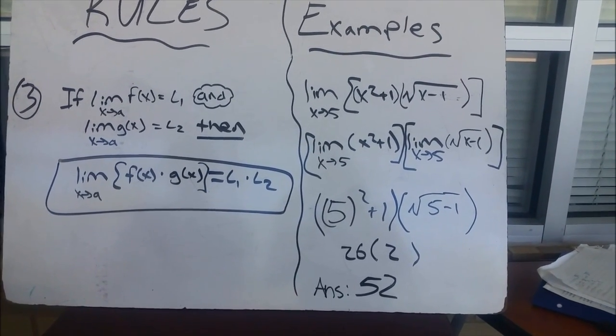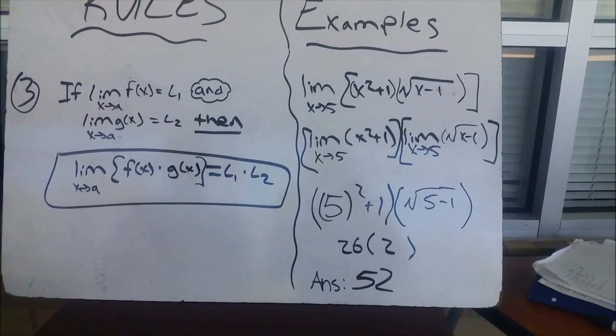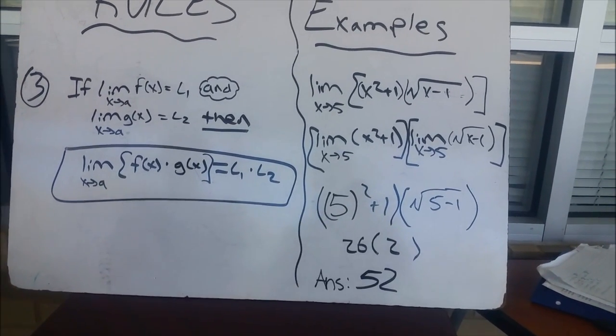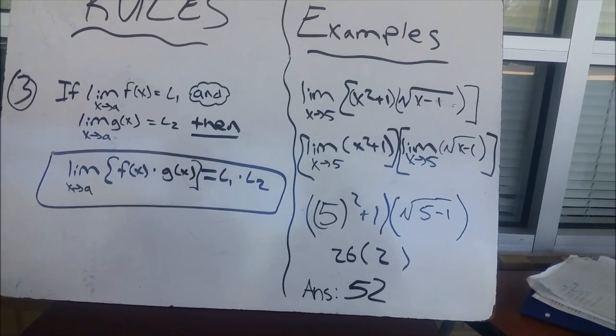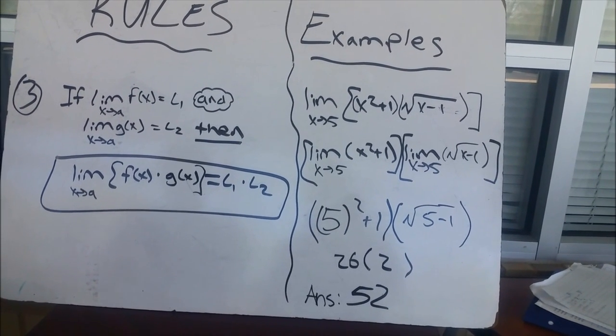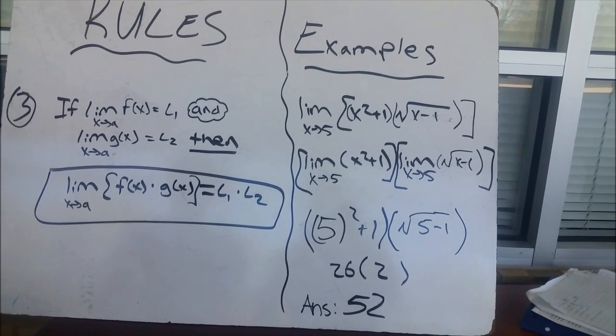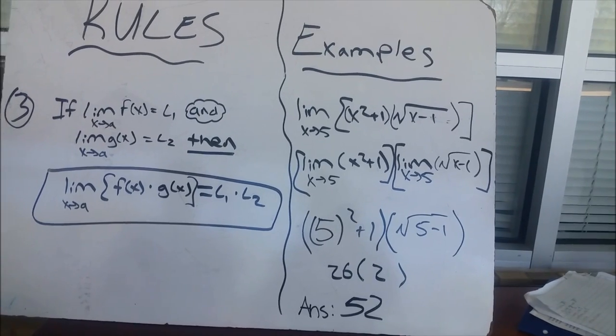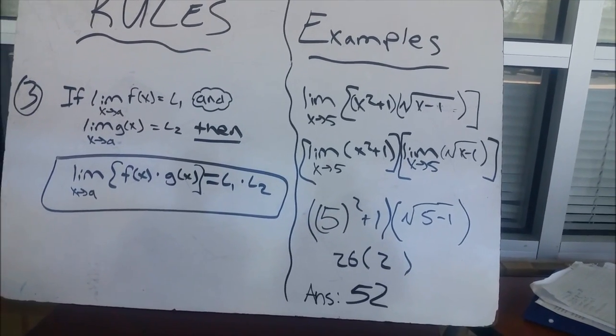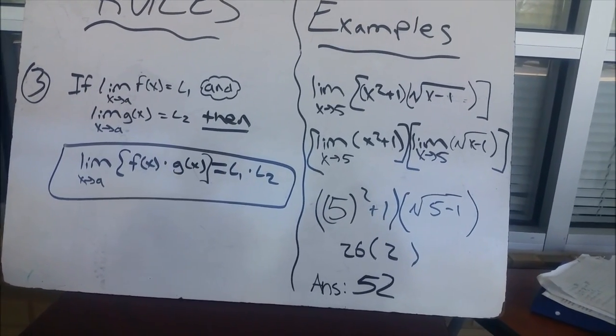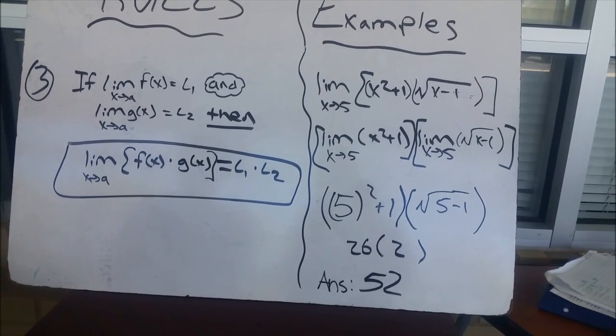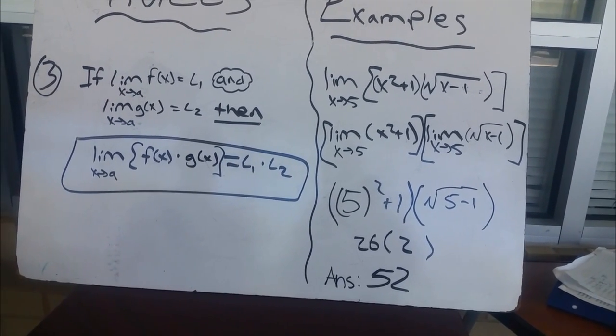For our example, we have the limit of f of x equals L1, and the limit of g of x equals L2, as they both approach a. What we can do is combine L1 and L2 by multiplication to give us the final function: the limit of f of x times g of x, as x goes to a.